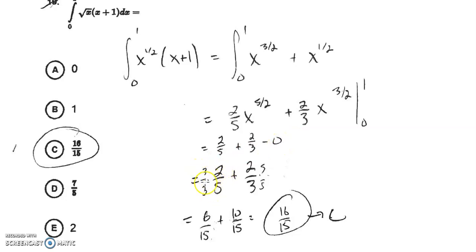And then I did some common denominator work right here. I multiply by 3 over 3 and 5 over 5. So I get 15ths. There's 6 of them, that's 2 times 3, and 2 times 5 gives me 10. Add them, I get 16 over 15, which is C. Next one.